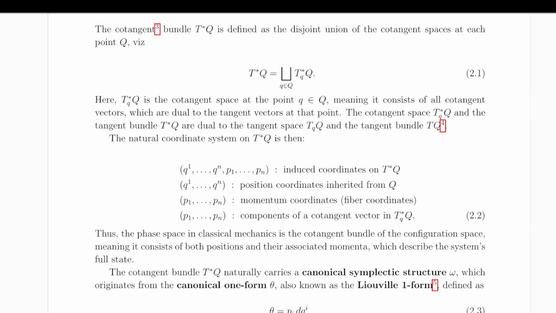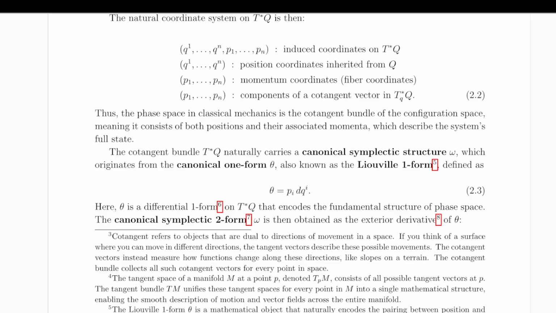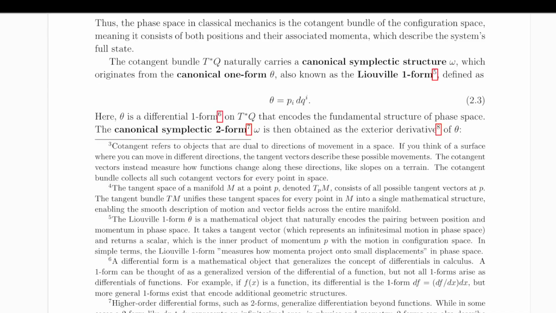In local coordinates, we describe a point in phase space by the values of the position coordinates q^i and their conjugate momenta p_i. The momenta are called fiber coordinates. They measure how functions on Q change in various directions. Now, phase space is not just a manifold, it carries additional structure. It is equipped with a canonical symplectic form denoted by the Greek letter omega.